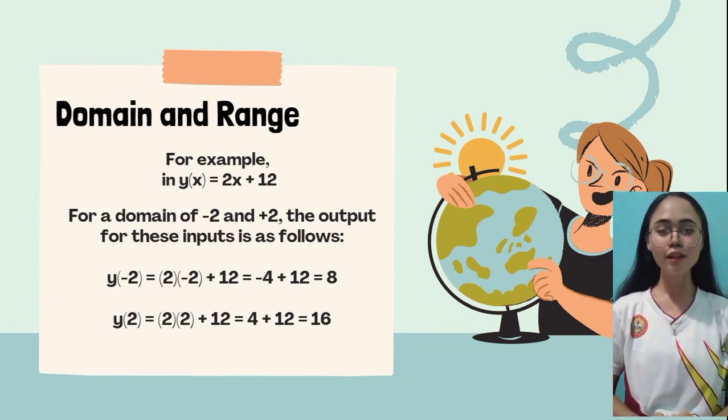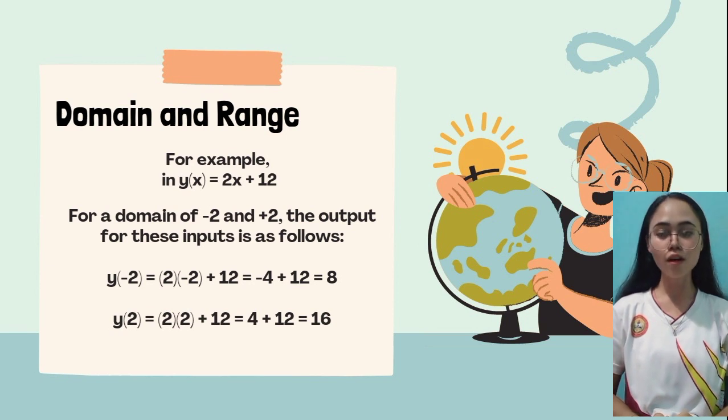For example, in y(x) equals 2x plus 12, the domain is all real numbers because no real number entered into this function will cause an undefined output. The range also consists of all real numbers.